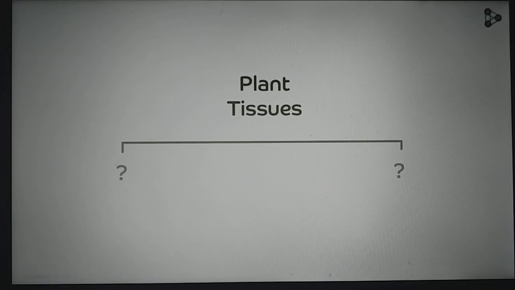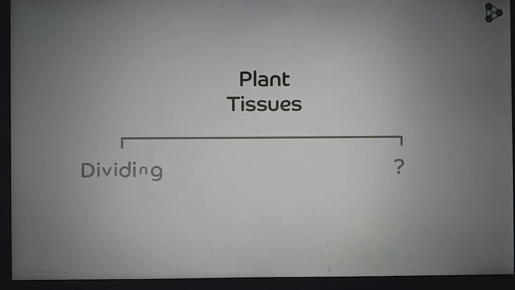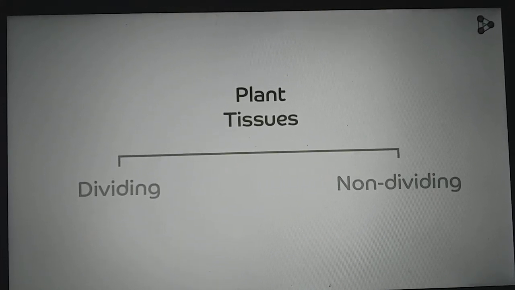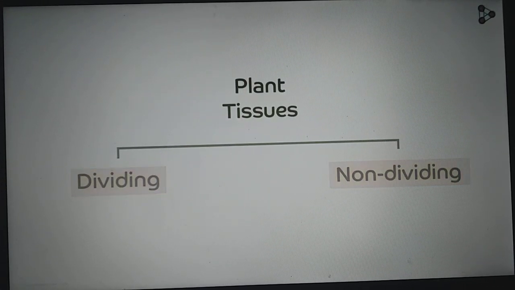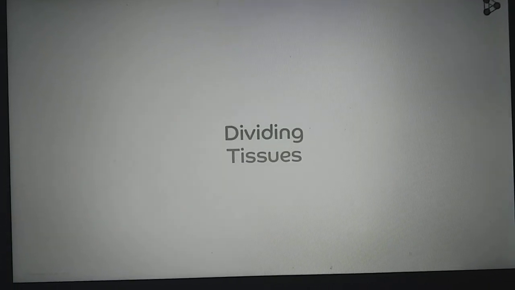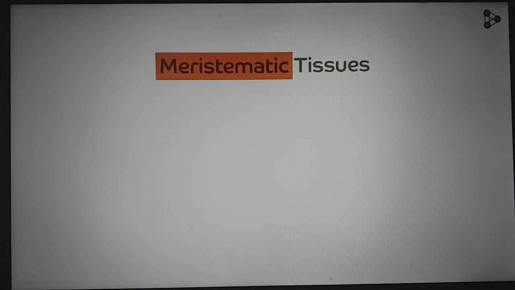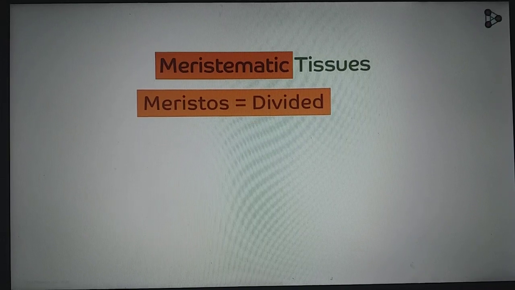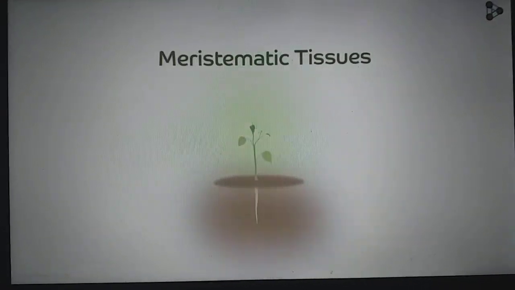Plants have two types of tissues, dividing and non-dividing tissue. Now let us look at the technical term for these tissues. The dividing tissues in plants are also known as meristematic tissue. Meristem is derived from a Greek word, meristos, meaning divided. The main function of this tissue is to divide and help the plant to grow.